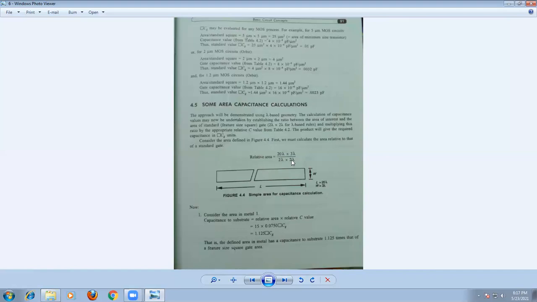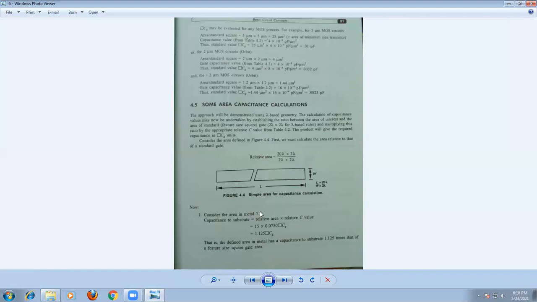The minimum width of the features, the minimum size of the transistor, is called the feature size. For a feature size transistor, the area is 2 lambda into 2 lambda, that is 4 lambda square, right? Remember that point. So calculate the value. Approximately, lambda will be close to 10, and you will get the relative area equal to 15.